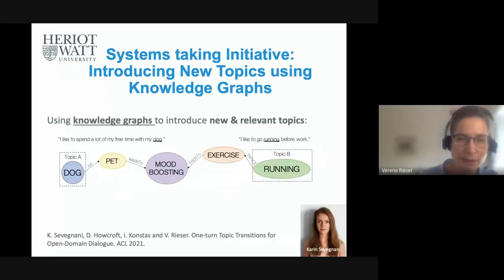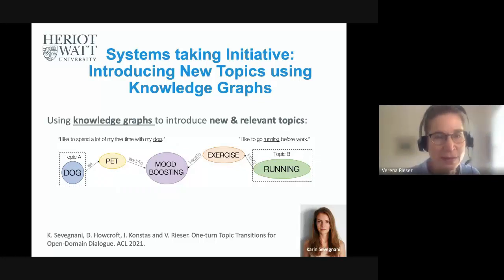So one idea we have for how to fix it is to move away from systems being just stochastic parrots, to systems actually taking initiative. In dialogue systems, we talk about mixed initiative. So it's not only the user or only the system taking initiative, but both should be able to introduce new topics and steer the conversation.